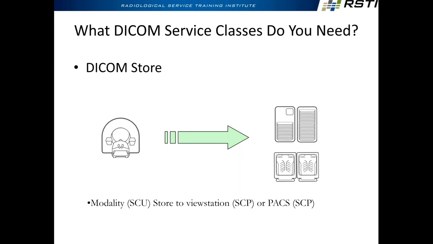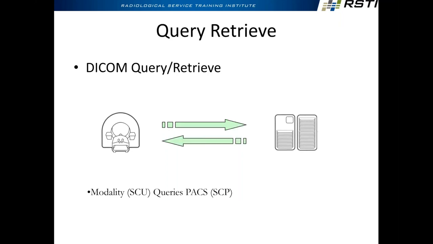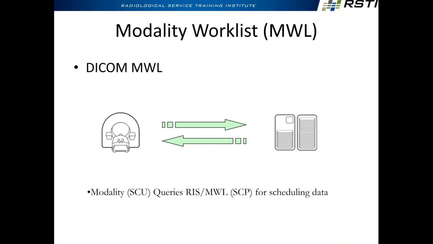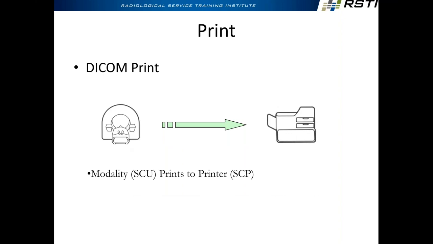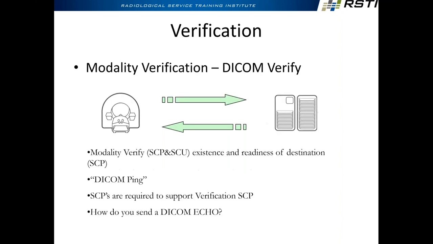What services do we need? This is DICOM store, again, SCU, SCP. Already went through all this. Query retrieve SCU, query retrieve SCP, that's pulling the image back to the modality. Work list. The RIS is the provider, the modality is the user, again, because the modality is the one initiating the conversation and querying the devices. We have modality, which is the user, print user, sends to a printer, provider, SCP.